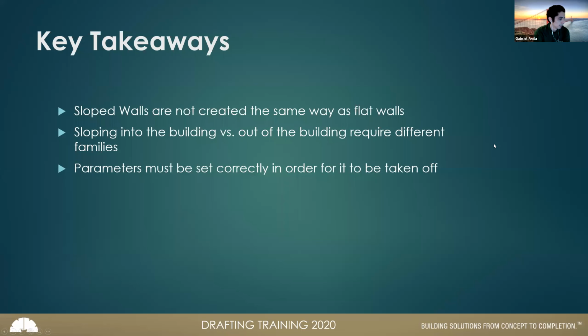All right, so let's move on to the next slide. So key takeaways for today: sloped walls are not created the same way as flat walls, which we'll go over in a minute. Why? Sloping into the building versus out of the building require different families. Big point there, just because of the way Revit thinks the wall is being created, and then parameters must be set correctly in order for it to be taken off. There are some parameters that I'll show you guys, some that are built in already, some that you have to check based on the way the wall is sloping.